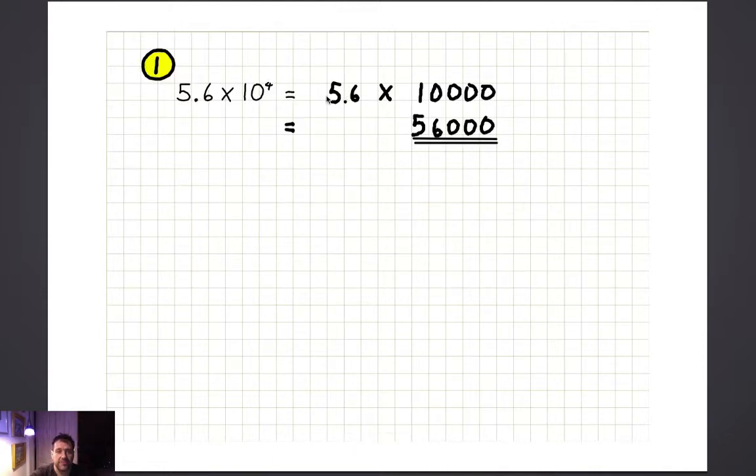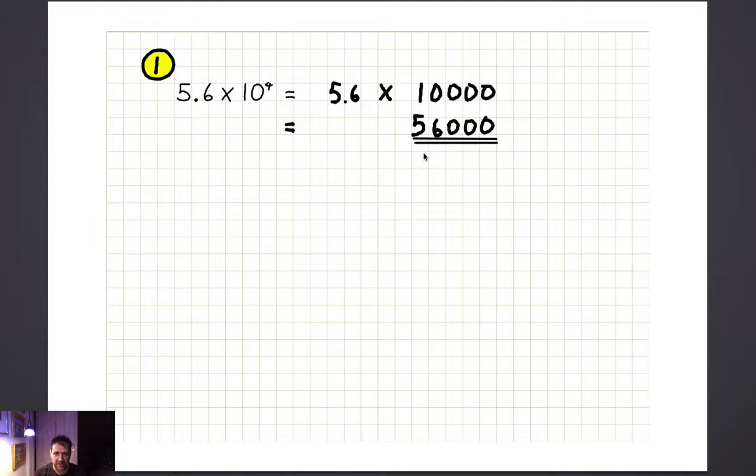So 5.6 times 10 to the power of 4 is 5.6 times 10,000, because that's a 1 with 4 zeros. And 5.6 times 10,000 is 56,000. And again, you can see I've lined up the columns. I can see that 10,000 times about 5 should give me a number that has a 5 in the first column instead of a 1 in the first column.